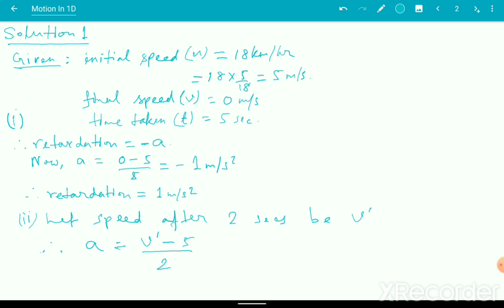Okay, fine. Now see, the acceleration is actually minus 1 meter per second squared, so you can write that minus 1 is equal to v dashed minus 5 by 2. So this turns out to be v dashed is equal to minus 2 plus 5, so it's 3 meter per second. So this is the speed of the object, or the vehicle, after 2 seconds.